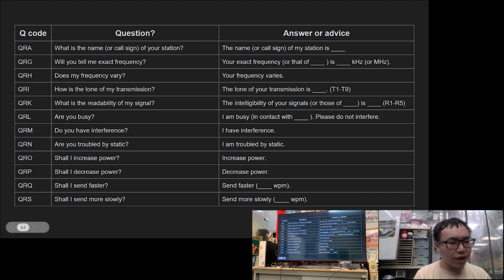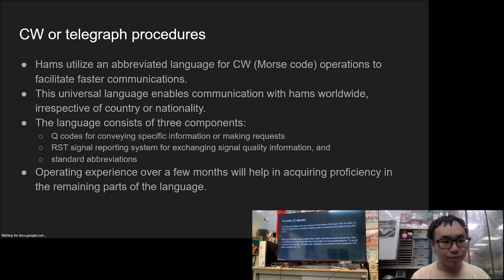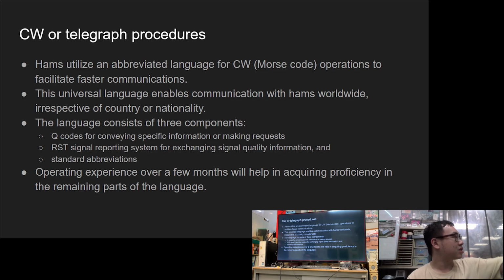I guess QRN can be used for interference from a natural source. In Wikipedia they use the word static, but QRM is interference by human, QRN is by nature. The rest of them you don't have to memorize that much. So you can just ignore them.